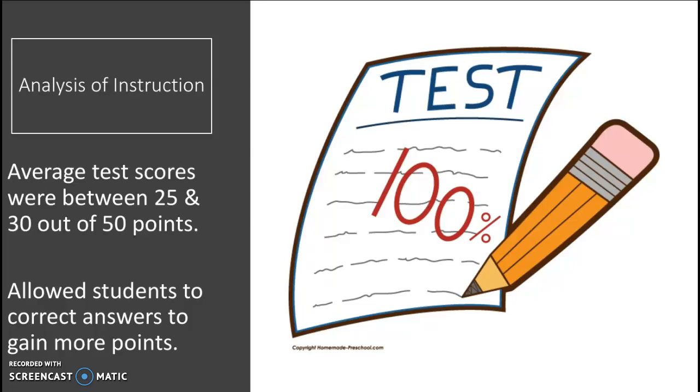So I went ahead and allowed students to take the test home and correct answers, so that way they could get a higher score. Several students took this opportunity, went home, corrected the answers to their best ability, and brought it back, and at that point, I saw a big jump. A lot of students got into the 40s range, and I had a couple get 100% on the test.